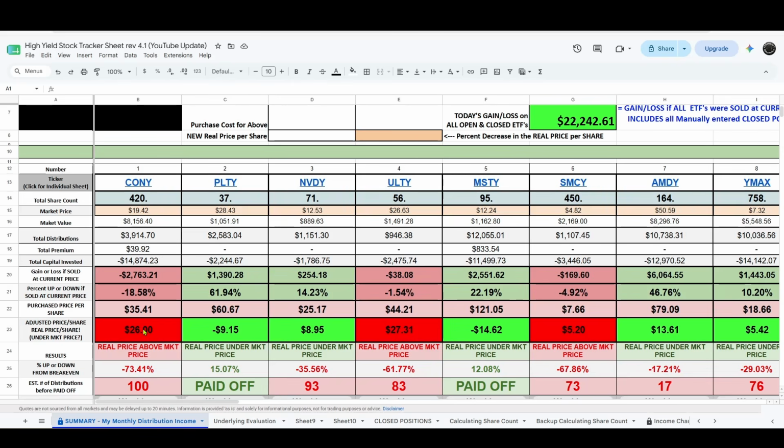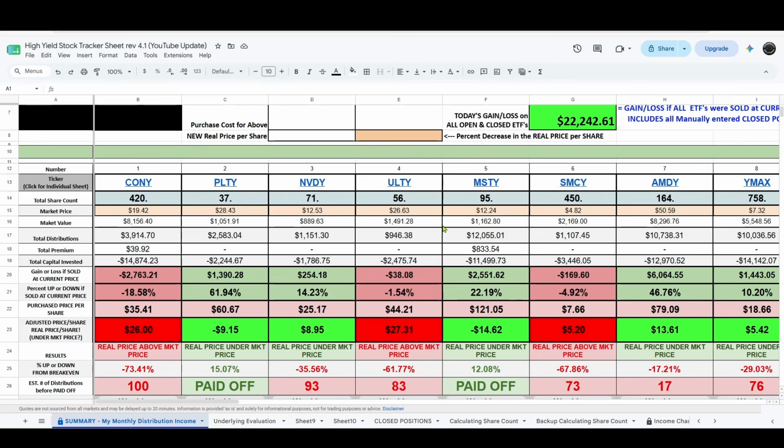But I do continue to work to lower that real price per share. And if it does hit certain points, I will buy more shares to help bring down that real price per share, to help get me closer to that market price, so that when eventually Bitcoin does start moving back up, some of these here will start moving up as well.